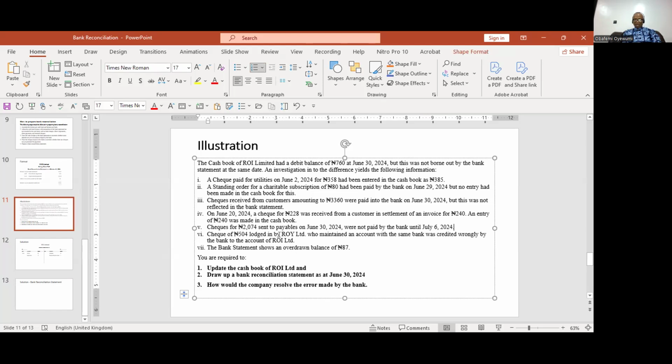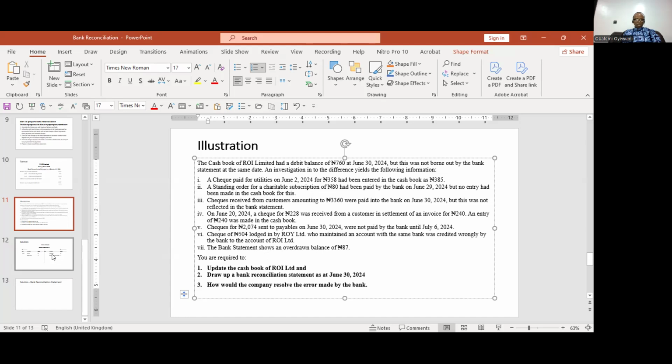Okay, a lodgement by RAW Limited, who maintain an account with the same bank, was created wrongly by the bank to the account of ROI. So the instrument belonging to ROY was actually lodged or credited to the account of ROI. When you see such an instance, please don't spend it, because the owner of the money will come for you at the end of the day. All right.